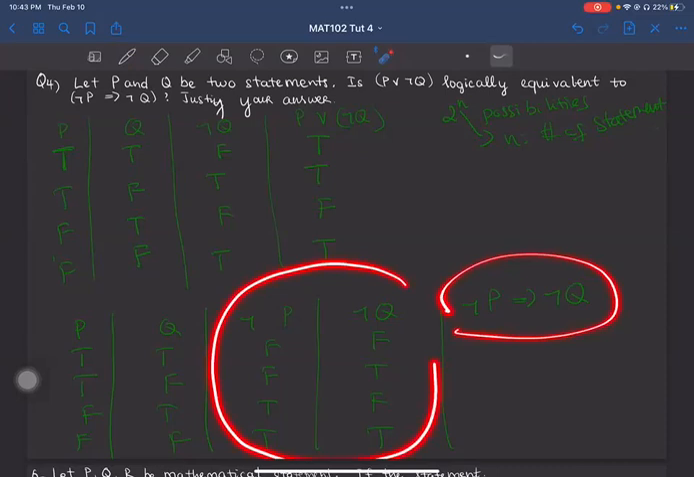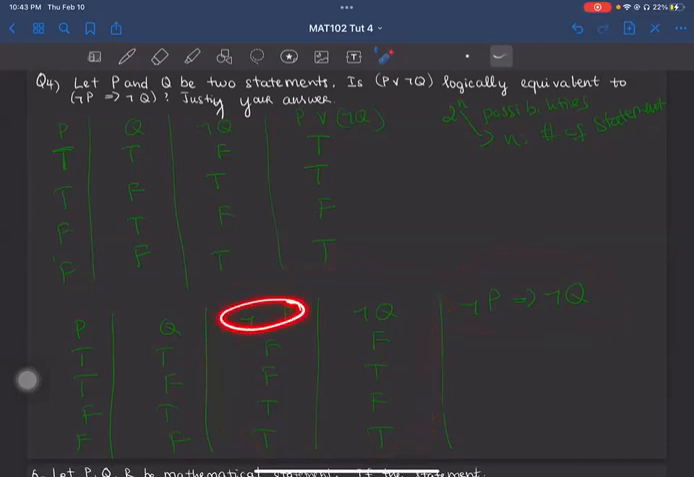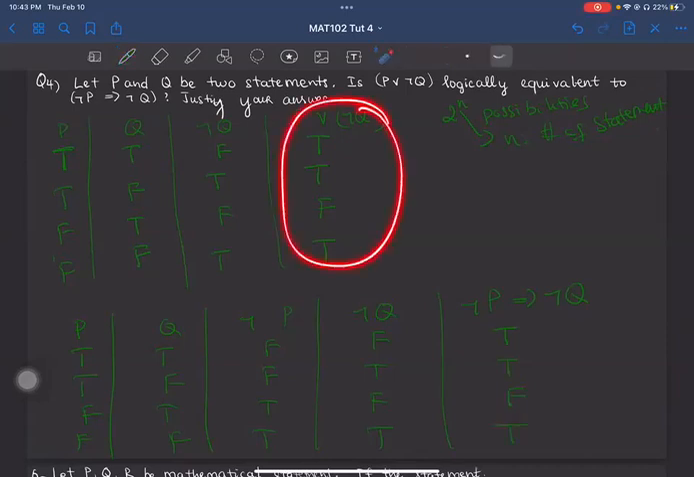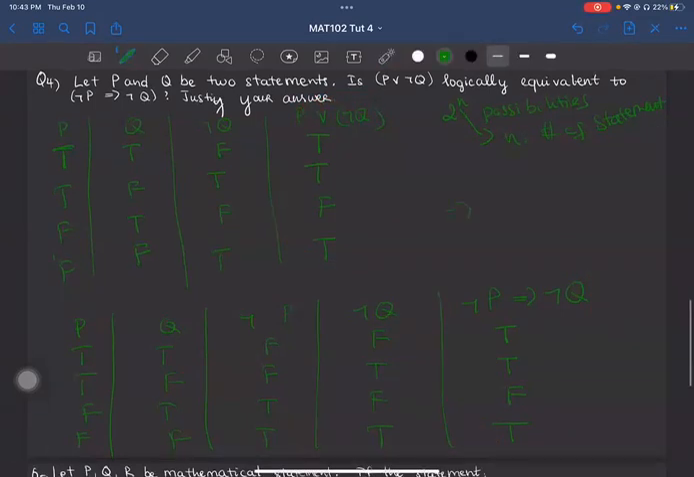And for not P implies not Q, we use the results from these two. False implies false is true. False implies true is true. True implies false is false. True implies true is true. So we look at here, the last columns are exactly similar. So we can say they are logically equivalent.